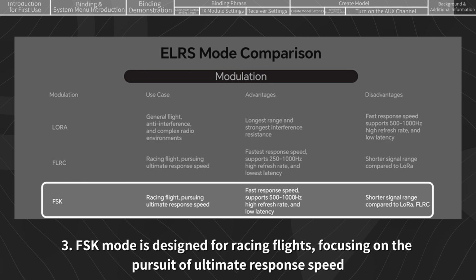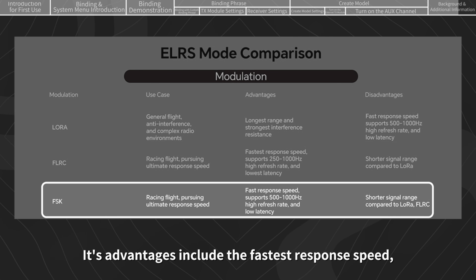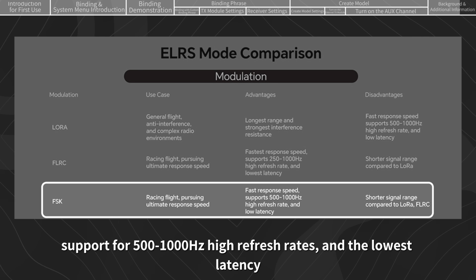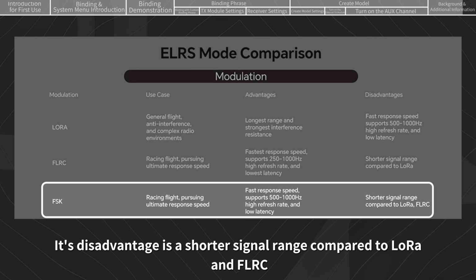3. FSK mode is designed for racing flights, focusing on the pursuit of ultimate response speed. Its advantages include the fastest response speed, support for 500 to 1000 Hz high refresh rates, and the lowest latency. Its disadvantage is a shorter signal range compared to LoRa and FLRC.